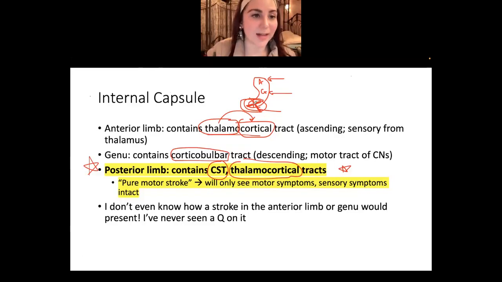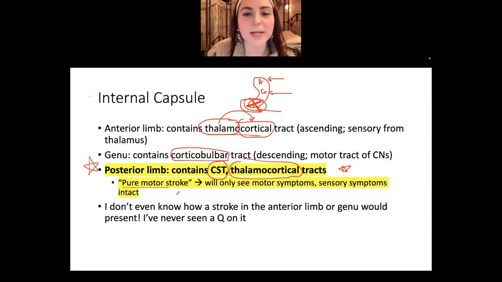They call these pure motor strokes, because the only symptoms this patient has are motor symptoms. And you're like, that's really odd. Because if you start doing questions, you're going to see it's a little bit of motor, a little bit of sensory, some cranial nerve stuff. So it's really weird when it's just pure motor or pure sensory. This is an example of a pure motor stroke.